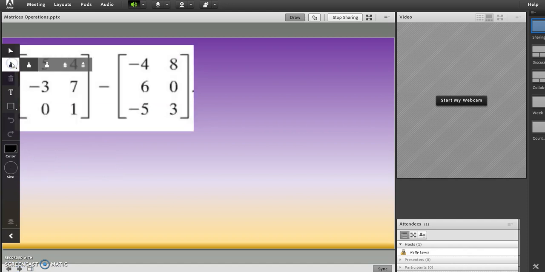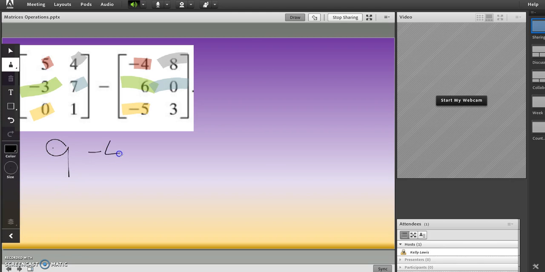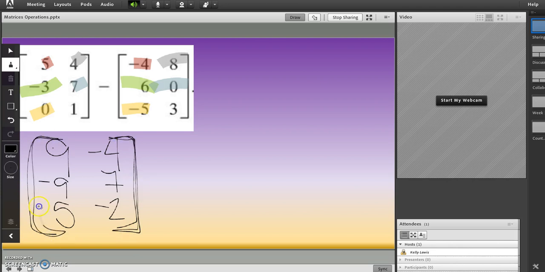Okay, do it again. Same spots talk to each other, and that's it. All right, 5 minus negative 4 is really 5 plus 4, so it's 9. 4 minus 8 is negative 4. Negative 3 minus 6 is negative 9. 7 minus 0 is 7. 0 minus negative 5 is really 5. 1 minus 3 is negative 2. Make sure you put your brackets for the matrix. Otherwise, it's just random numbers.